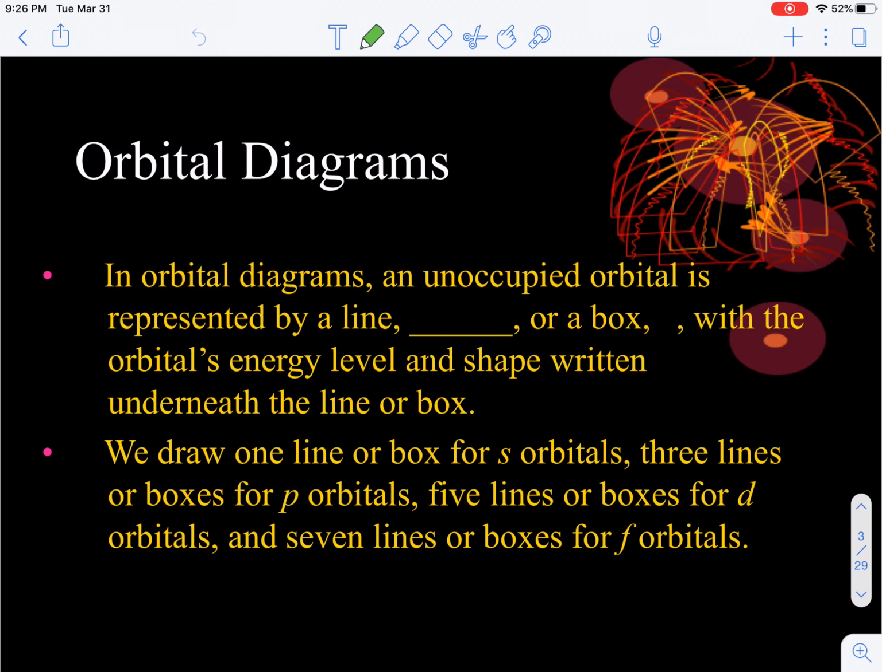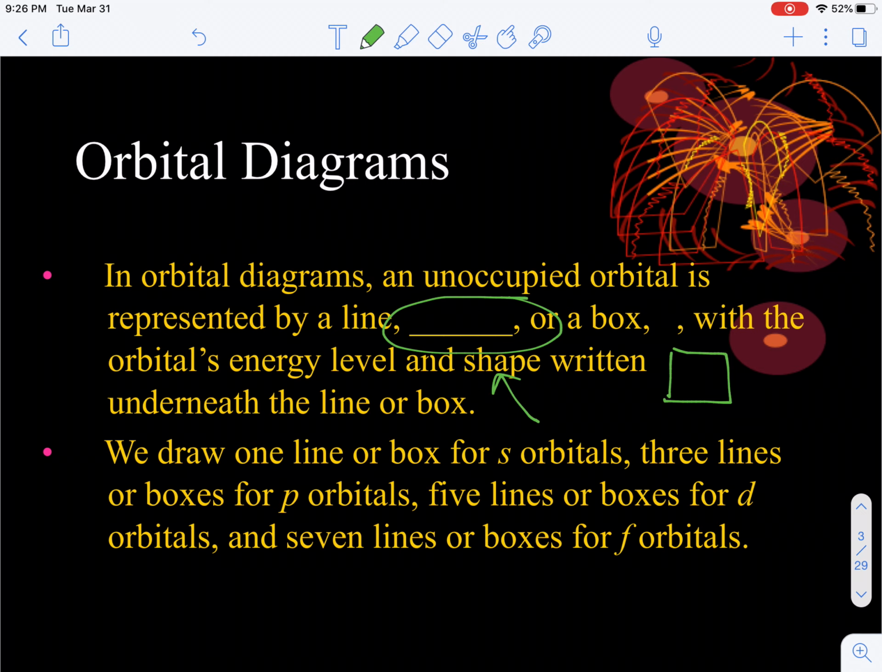Hi everybody, let's talk about orbital diagrams. So basically, this is another way of representing these electron configurations that allows us to see just a little bit more whenever we practice. We are going to represent orbitals as a line, like you can see right here, or a box. And I think you'll likely pick the line more often than not because it's easier to write than the box.